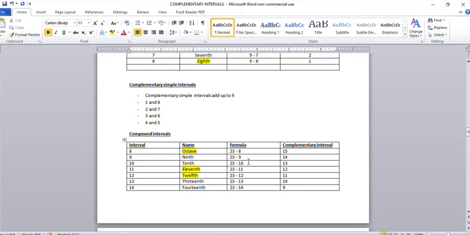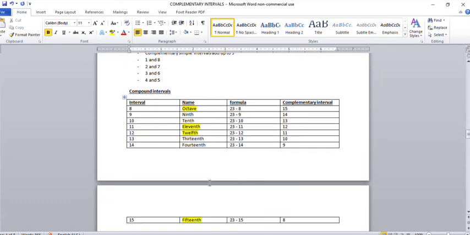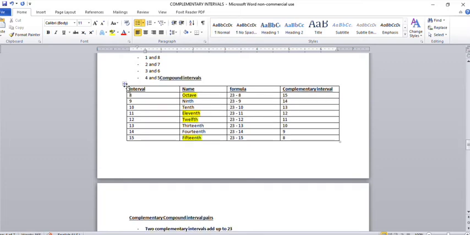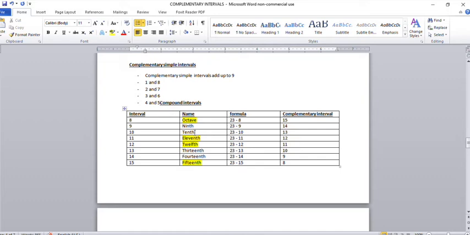Now, the formula changes here. For these complementary intervals, I'm happy to tell you again that the 8th and the 15th, which is down here, let me just bring it up like that. Right, complementary intervals. So you see, the octave and the 15th are perfect, and they are complementary to each other here, as you can see.